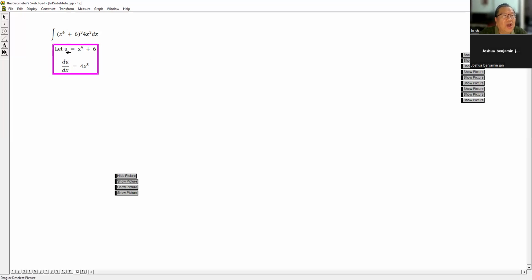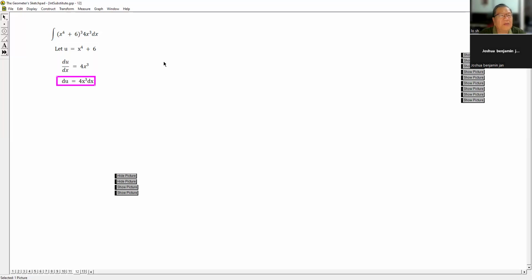When you differentiate u with respect to x, this becomes du dx. X to the power 4, when you differentiate with respect to x, becomes 4x to the power 3. Exactly here, 4x to the power 3. Then you differentiate 6, it becomes 0, no more. So du dx is 4x cubed.